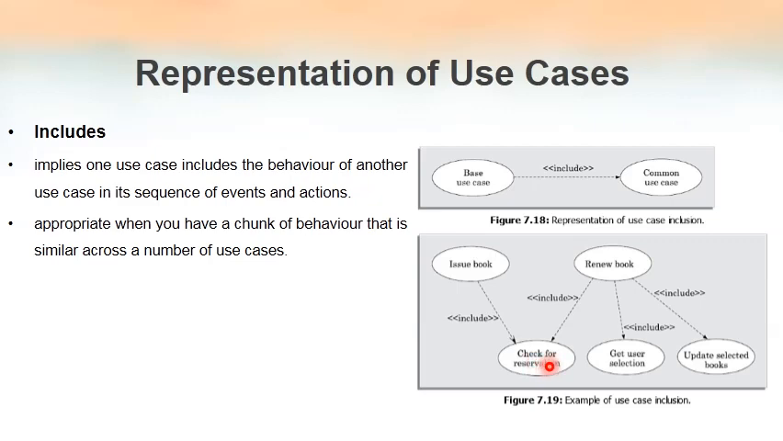And see how we are showing it. We are drawing a dotted line with an arrow mark towards the use case to which the base use case has to be linked, and that communication line must be labeled as include in a pair of double angle brackets. This is how we represent the include relationship. This is the syntax of the include relationship: the base use case, the common use case, and there has to be a dotted arrow line and the include label.